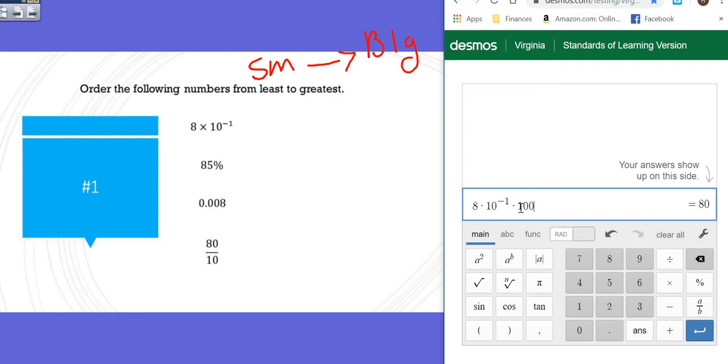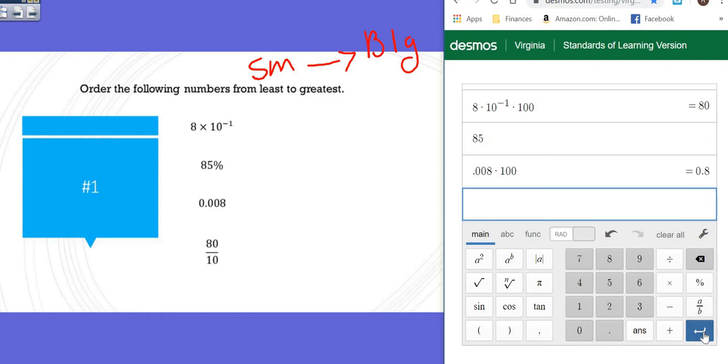Then I'm going to go to the next number, and I'm just going to put it in my calculator because that is already a percent, but I'm going to put it there so we don't forget. It is 85%, and I'm going to go to my next line, and I'm going to put in that decimal, which is 0.008, and then I'm going to multiply that by 100. Uh-oh, I put a comma in there by accident, so I need to always watch my screen to make sure I don't make those mistakes.